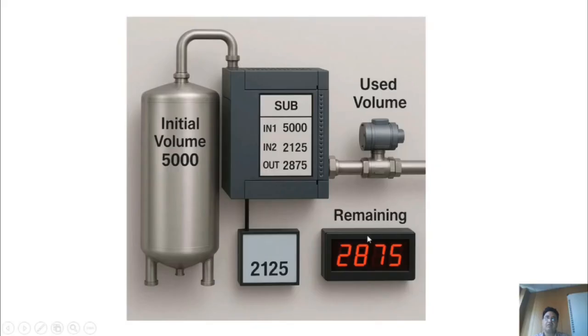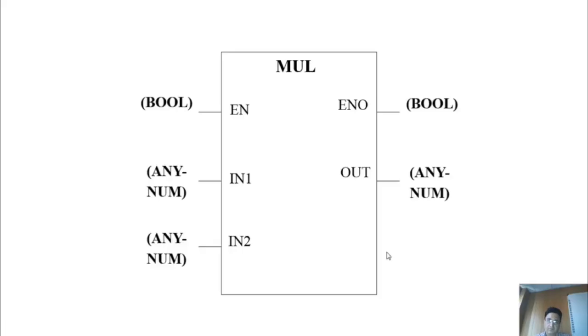Alright, the next function is the multiplication function. We put two numerical values as IN1 and IN2. It multiplies these two values together and puts the result in the output. And the important point is that IN1, IN2, and out must all be of the same data type.